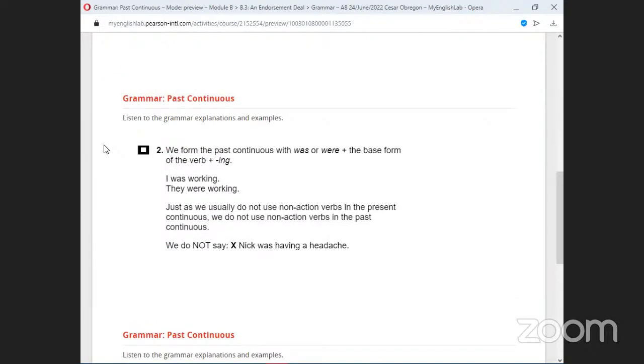Form the past continuous with was or were plus the base form of the verb plus ing. I was working. They were working. Just as we usually do not use non-action verbs in the present continuous, we do not use non-action verbs in the past continuous.